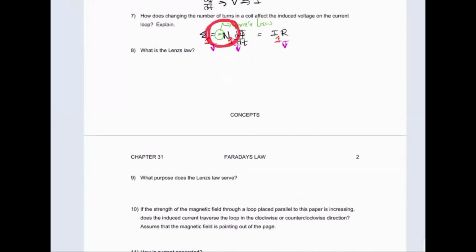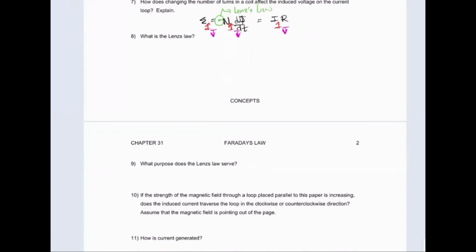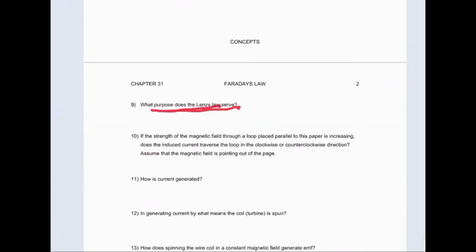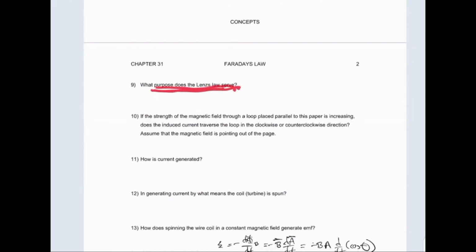Lenz's law gives you the direction of the induced current. According to Lenz's law, the current is going to move in a direction that's going to oppose any change of flux. That's what it means. So what purpose does it serve? It tells you the direction of the induced current in Faraday's law.